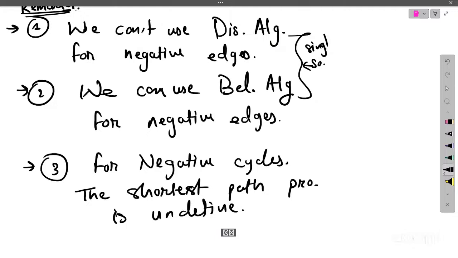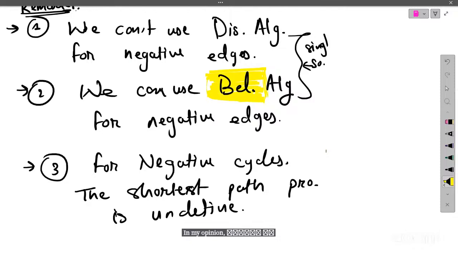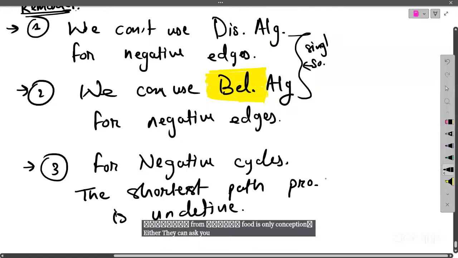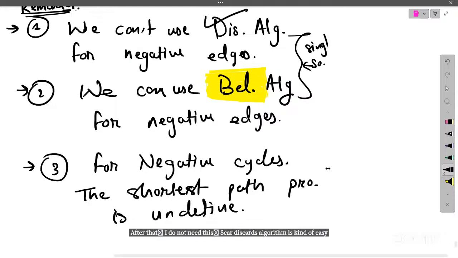I don't think questions on Bellman-Ford are very time-taking, in my opinion. They can ask only a conceptual question on the Bellman-Ford algorithm. I'm not saying you should not study this algorithm. It's a very good algorithm, but based on our exam pattern, questions from Bellman-Ford are only conceptual. They can ask one or two distances, either the first iteration or up to the second iteration. After that, I don't think so. Dijkstra's algorithm is kind of easy. You already know we just have to go one by one and find the distance there.